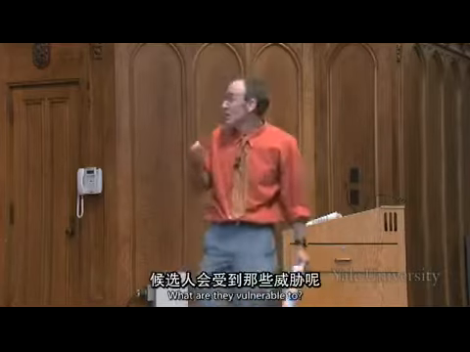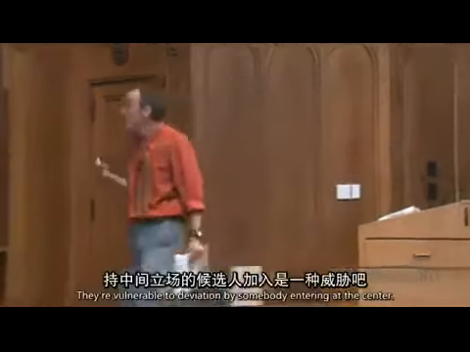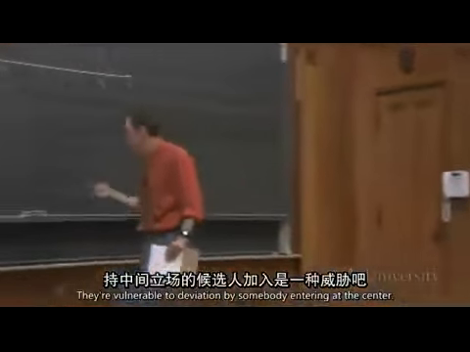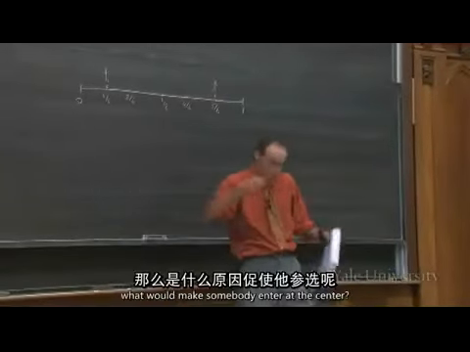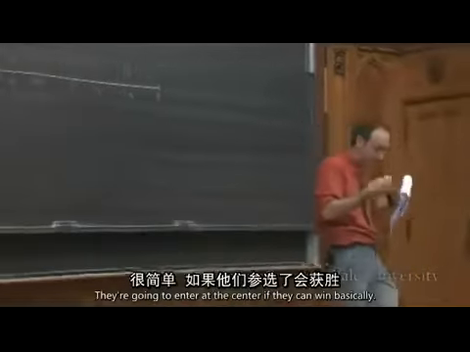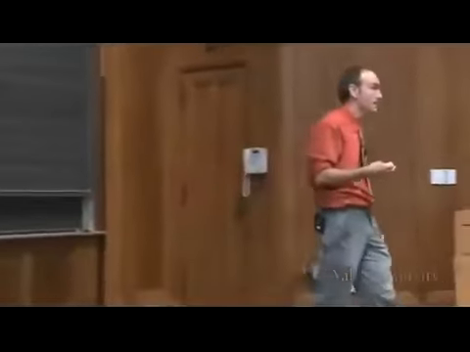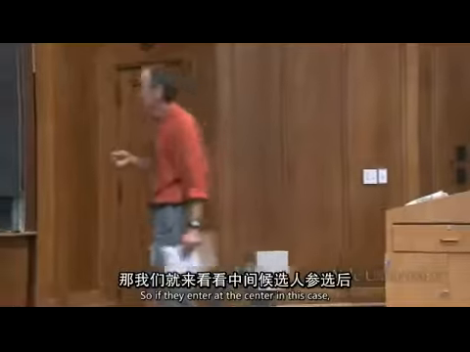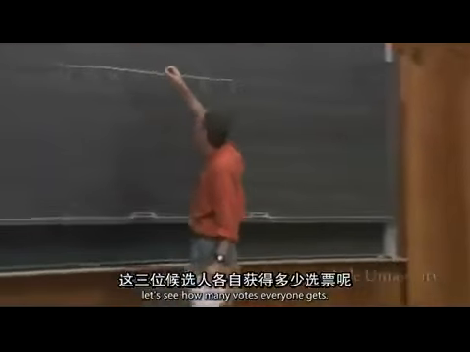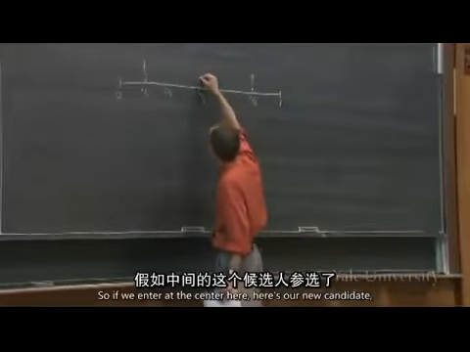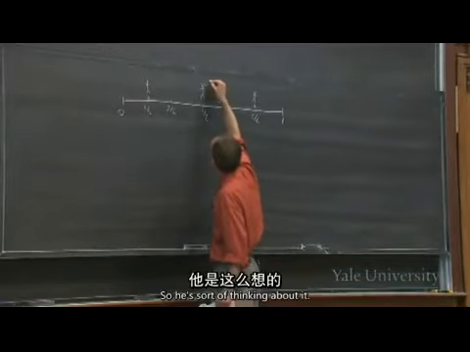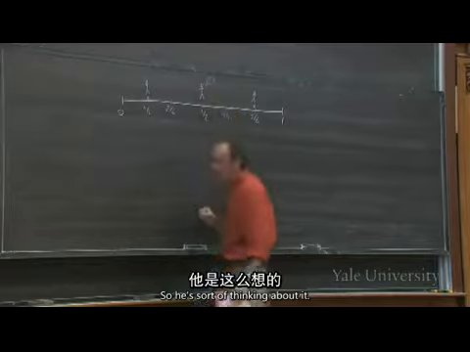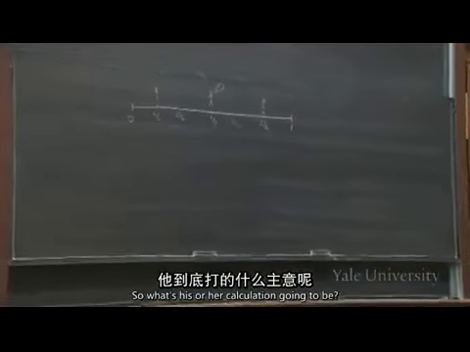Well, let's see. What are they vulnerable to? They're vulnerable to deviation by somebody entering at the center. And if somebody enters at the center, what would make somebody enter at the center? They're going to enter at the center if they can win, basically. All right? So if they enter at the center in this case, let's see how many votes everyone gets. So here's our new candidate who's thinking about entering at the center, so he's sort of thinking about it. Right, so what's his or her calculation going to be?